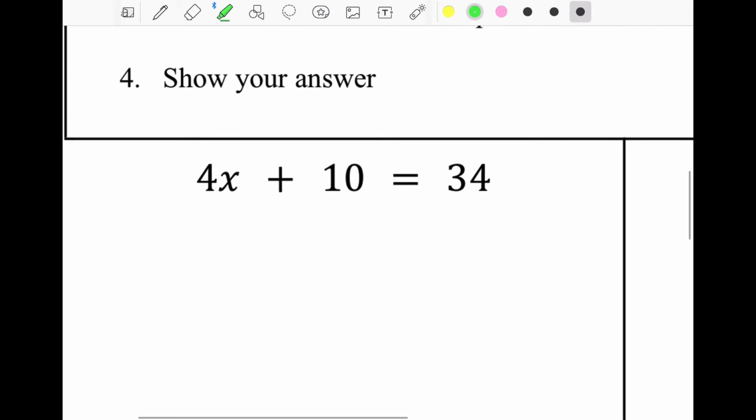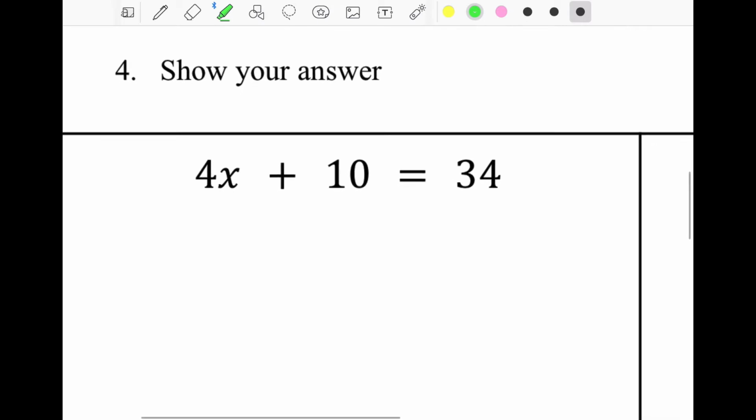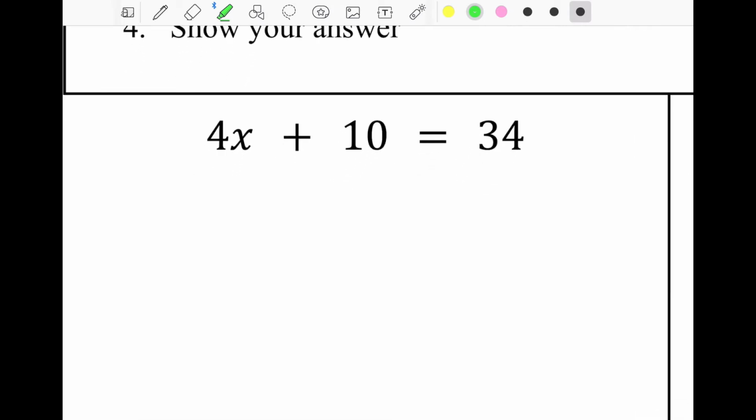The first one we're going to look at is 4x plus 10 equals 34. So I have an equation. What makes this an equation is that it has an equal sign. The other ones before didn't have an equal sign, so they weren't equations. Equations have equal signs. Because this one has an equal sign, I'm going to split it down the middle, giving me two sides, the front and the back part.